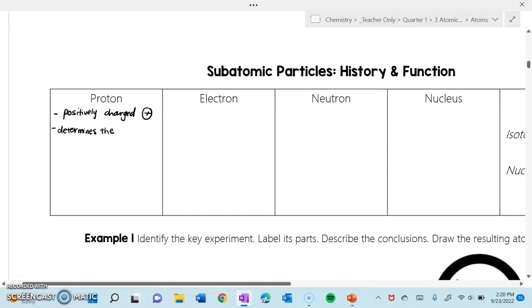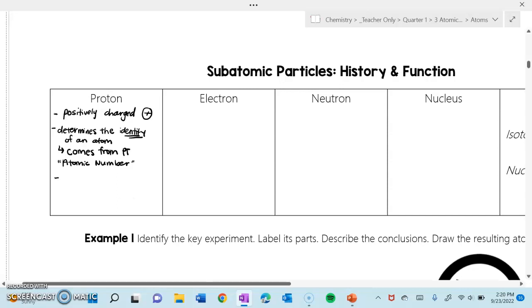If you have a different number of protons, now you have a different identity, or a different element that you're working with. And that comes straight from the periodic table, what we call the atomic number. Atomic number is the number of protons, and that is how elements are arranged on the periodic table, by atomic number, and that is the top number of an element square.